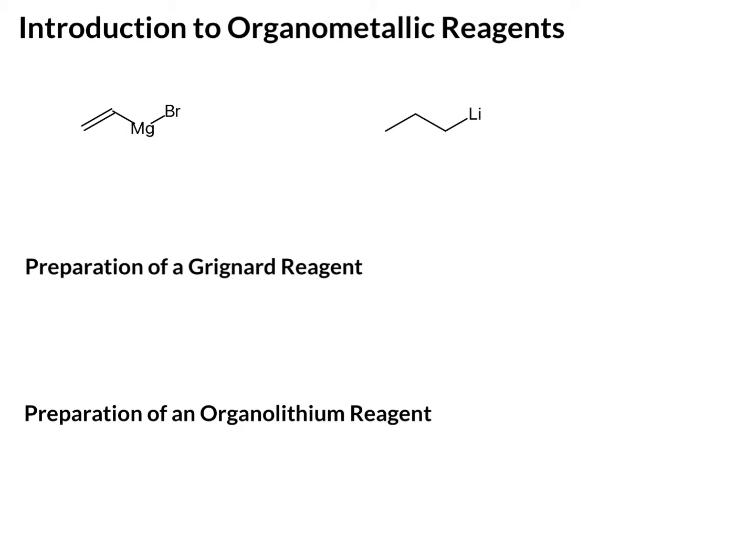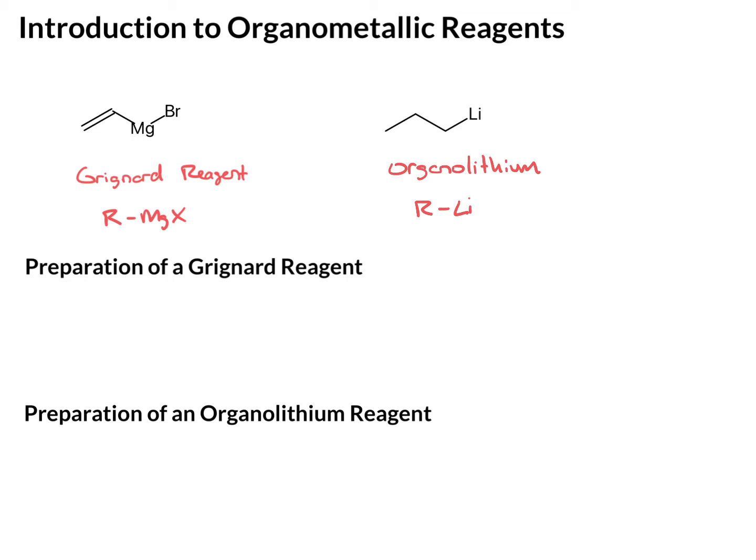Here are two common organometallic reagents. The first is known as a Grignard reagent. And a Grignard reagent takes on the general form some R group with a magnesium halide, usually a bromide. In this case, the R is a vinyl group, but it can really be any R group. The second one is an organolithium compound. And this takes on the general form R bonded to lithium.